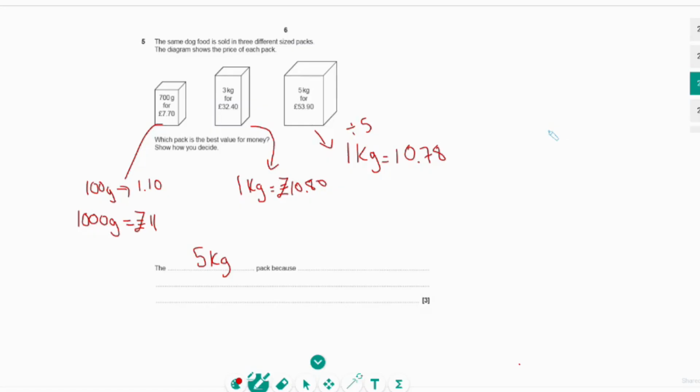I have kind of explained it as we're working out, but because I've compared 1 kilogram of each pack, the 5 kilogram one is the cheapest.